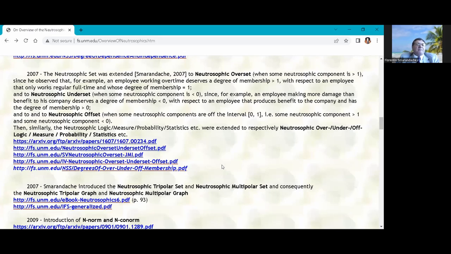So that's how we design the Neutrosophic overset, meaning when we have at least one component which is above 1 and all the others may be just greater than 0. Underset membership, we have some components that are below 0 and the others are up to 1. And offset membership means we have all possibilities. I mean, less than 0, between 0 and 1, and greater than 1. So this is called Neutrosophic offset.